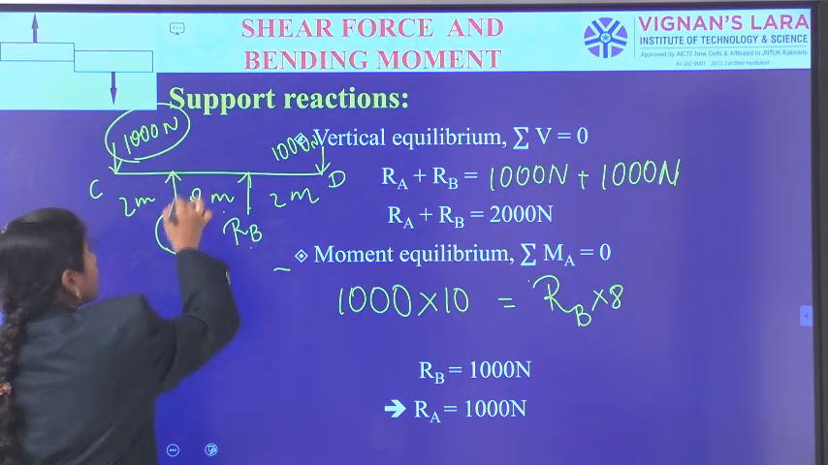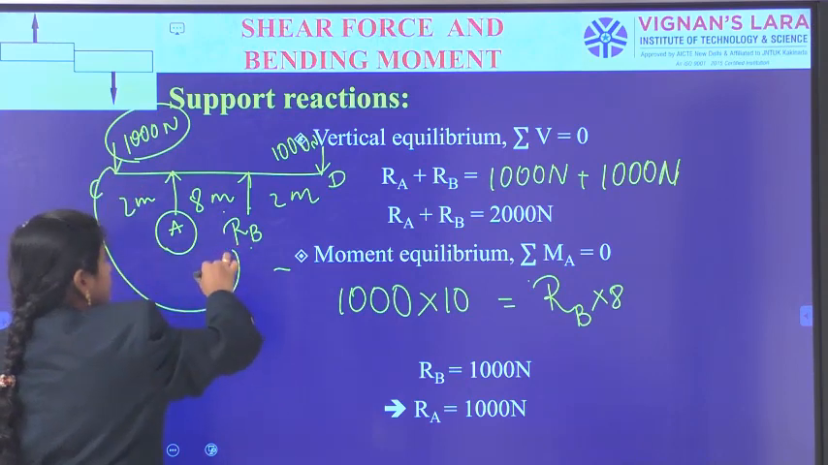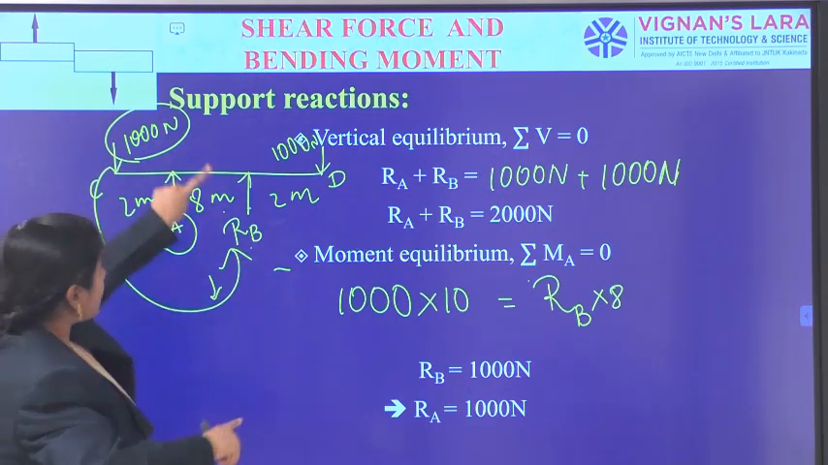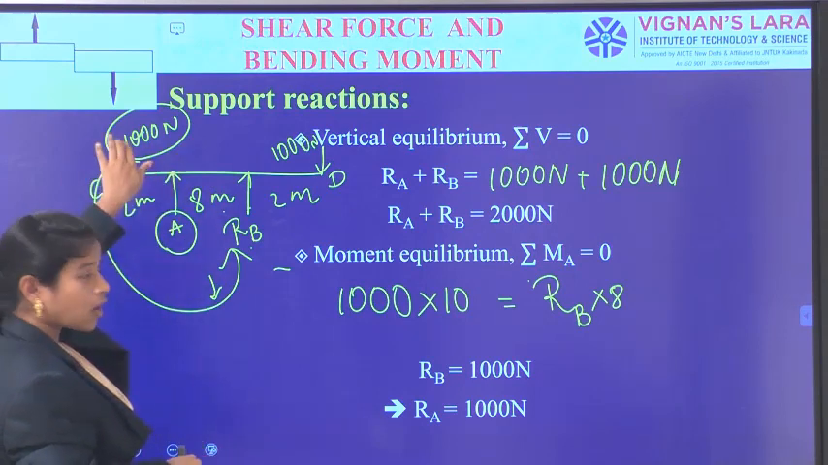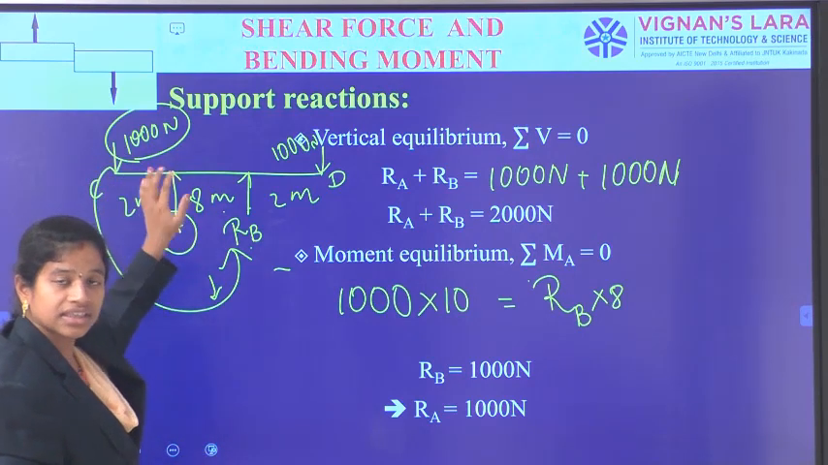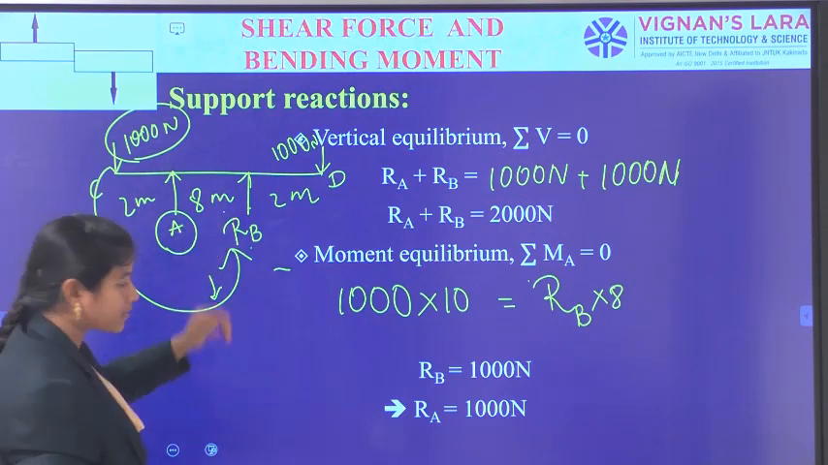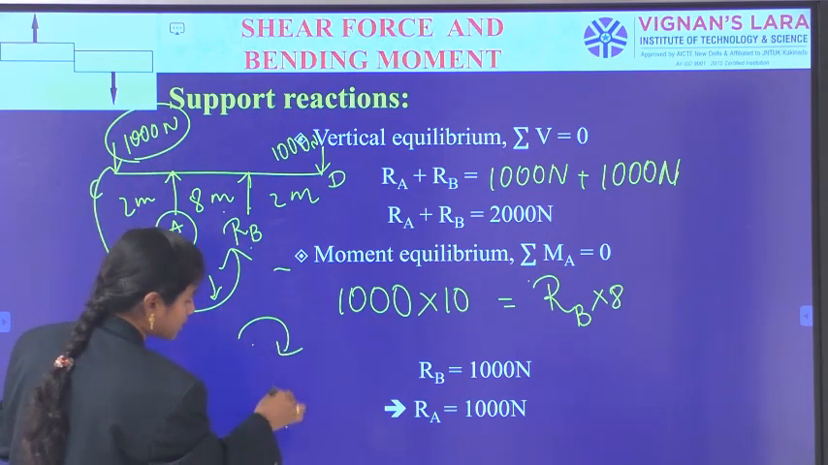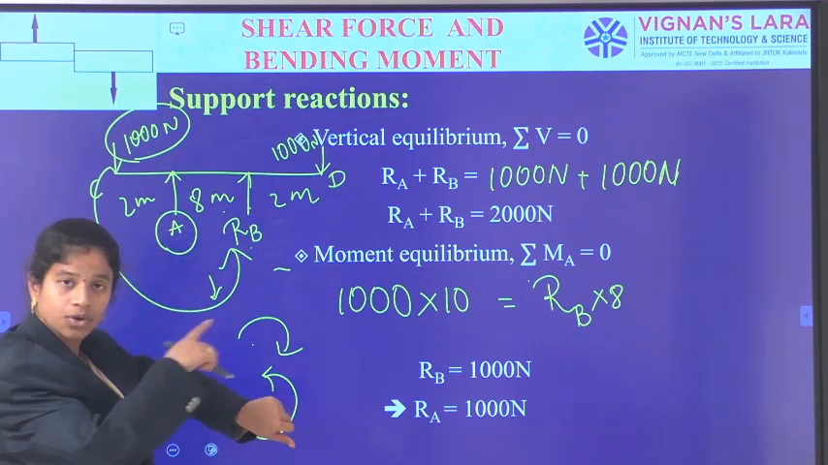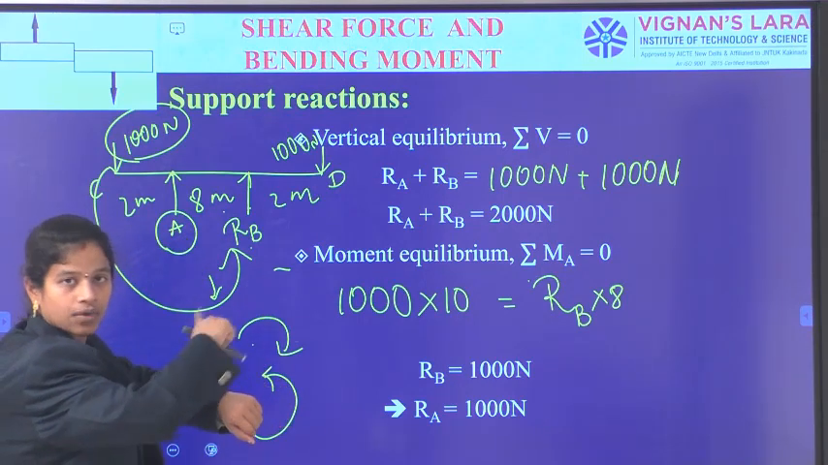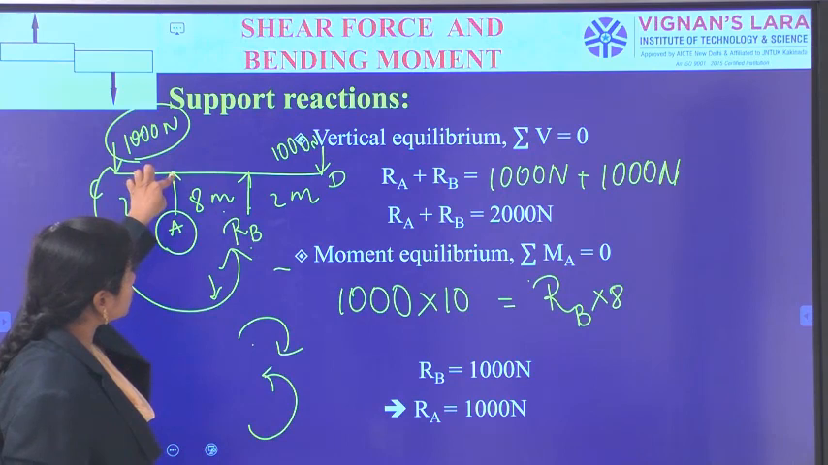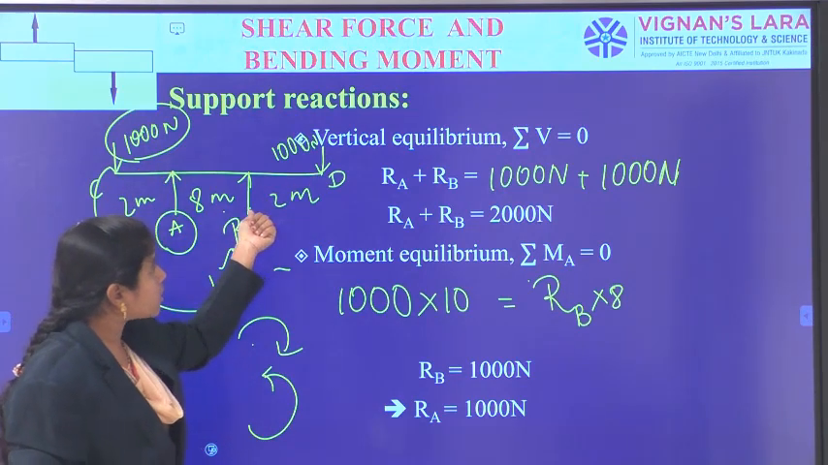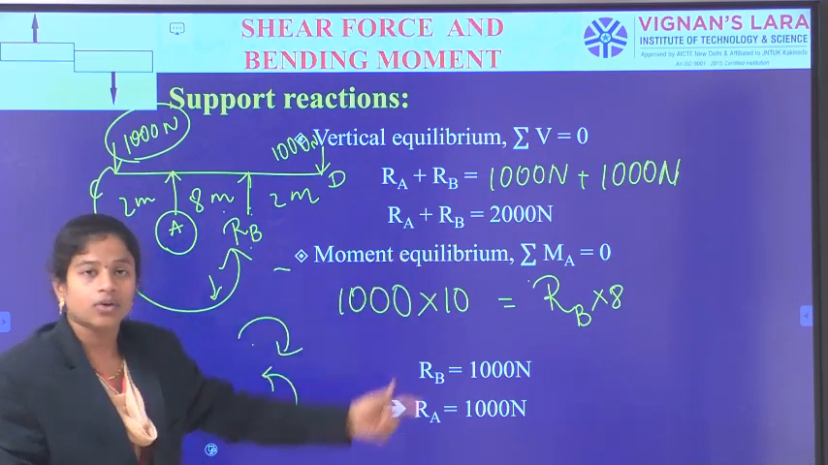About this A point, how is it rotating? About this A point, it is rotating in the anti-clockwise direction. See here, how the direction is going? It is going in the anti-clockwise direction, right? So, how does our watch go? That is clockwise. And in the reverse condition, anti-clockwise. So, clockwise, anti-clockwise. Okay. So, about this point, this is giving the anti-clockwise direction. As the anti-clockwise force is RB, in that way only it is adding.